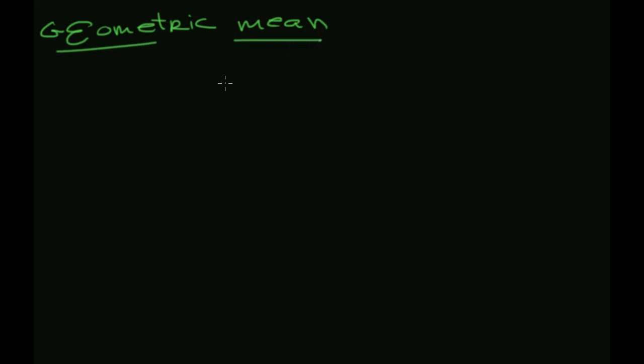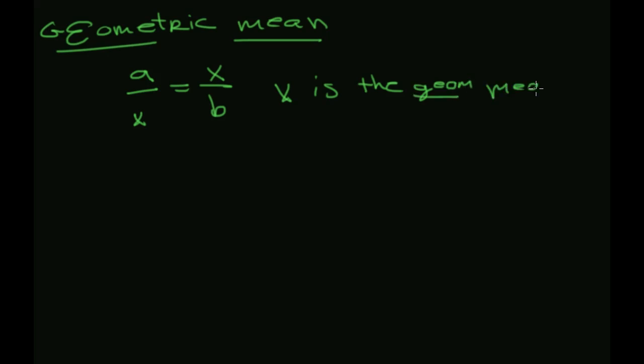Let's say I have three numbers, a, b, and x, and they set up so that a is to x as x is to b. Then we say that x is the geometric mean of a and b. Or another way of saying this is that if x is equal to the positive square root of a times b, then x is the geometric mean. This is what you would get by cross multiplying and then taking a square root.